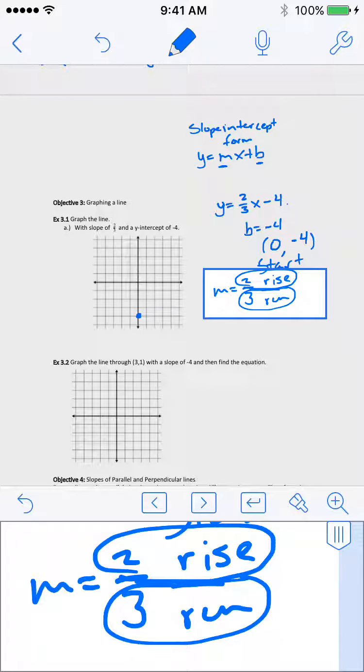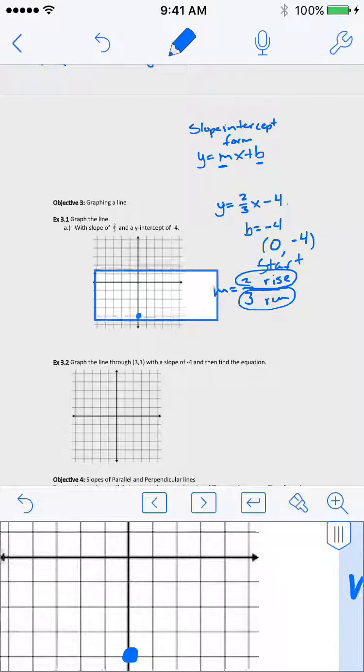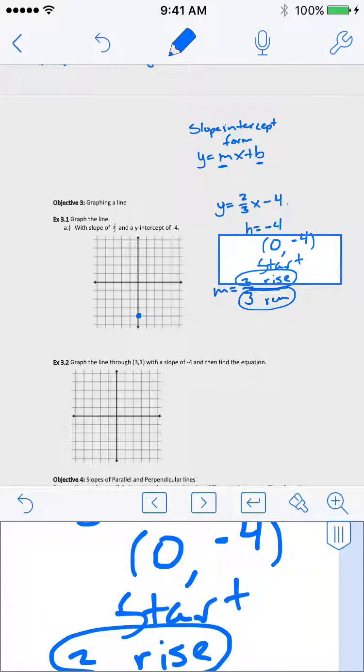Now here's where we got to be really careful. We don't want to start that from 0, right? Because we know it doesn't cross at (0, 0). We know it doesn't go through (0, 0). It goes through a different point. So we want to use our starting point, our y-intercept.